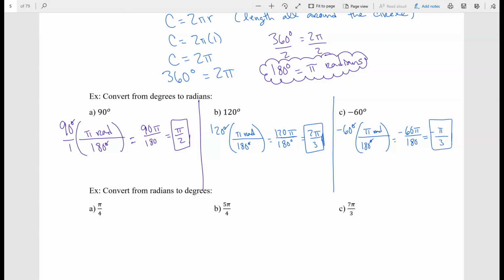Now notice that I'm not evaluating the pi as well. Don't do that. Just leave it in terms of pi, and you'll see that in a lot of the problems that we do here, we don't really want a decimal answer unless I ask you to do it. Okay, so just leave it like that.